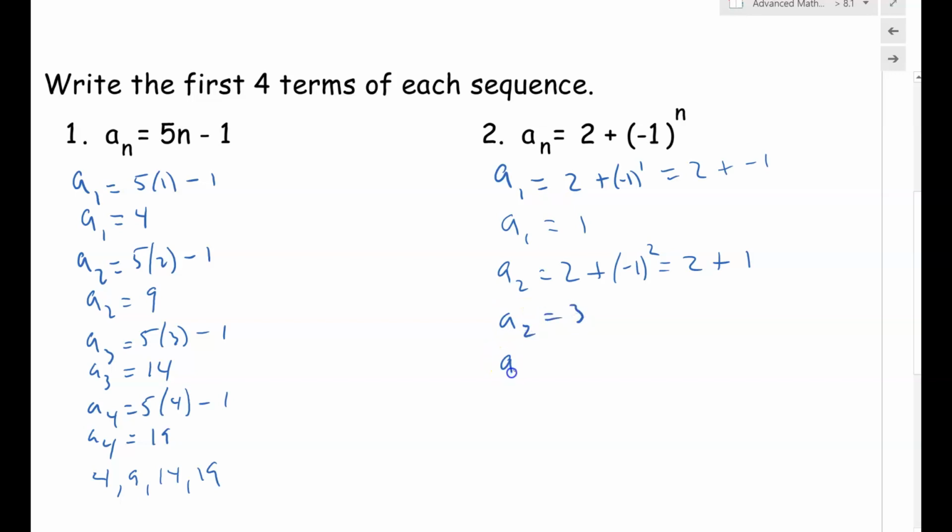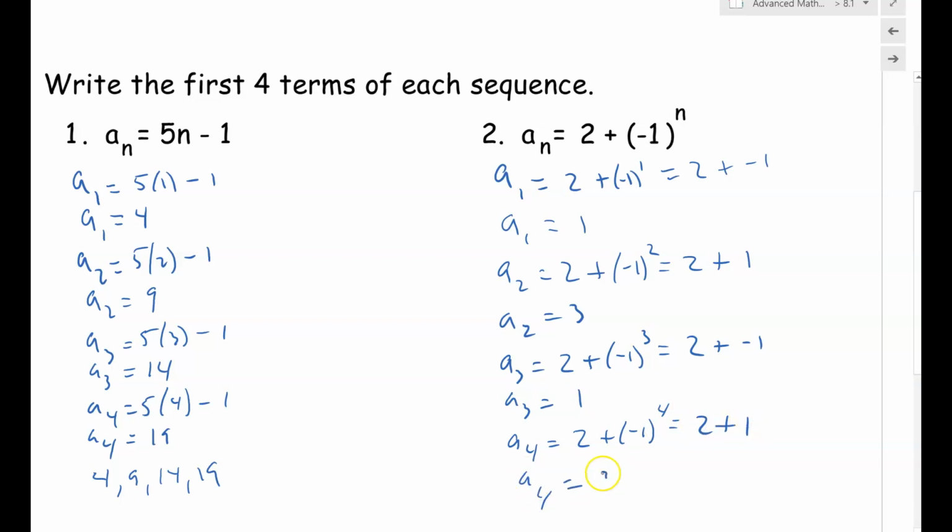All right. So now we go to the third. Well, that's 2 plus negative 1 to the third. So that's 2 plus negative 1, because negative 1 cubed is still negative 1, and we get 1 in that case. And so then we go to the fourth term, the final one, 2 plus negative 1 to the fourth. Well, negative 1 to the fourth is going to give you a positive 1, and so we get 3 again.